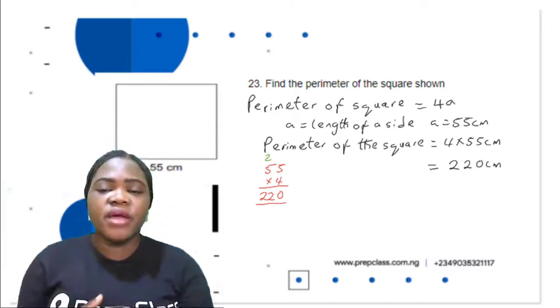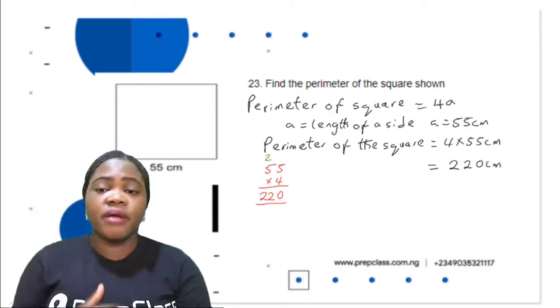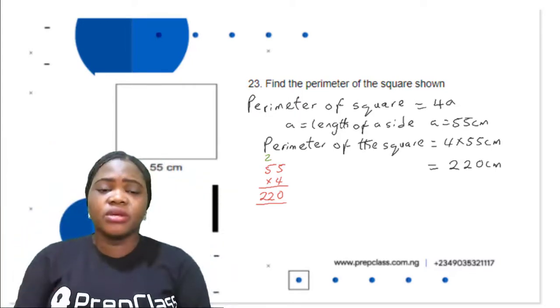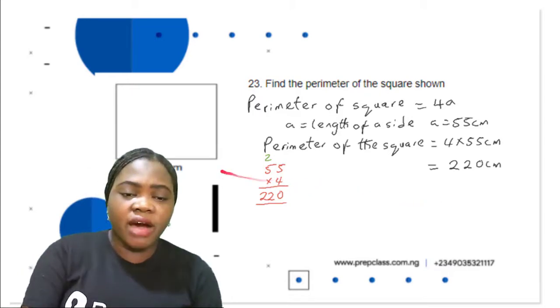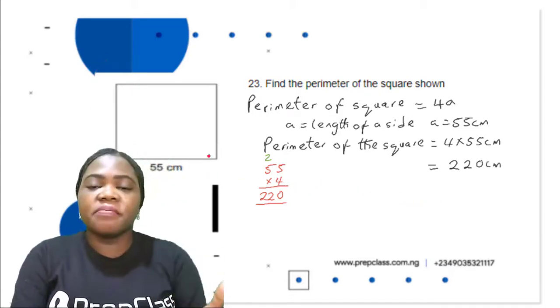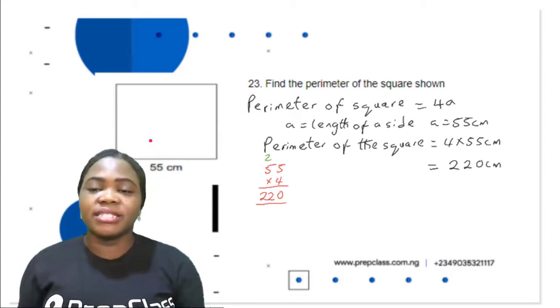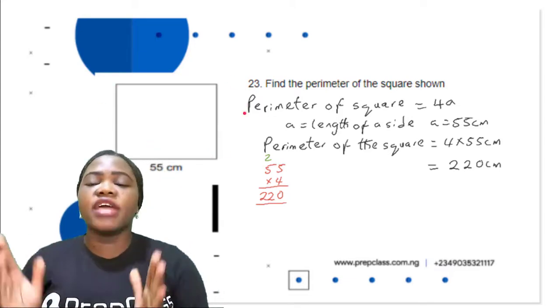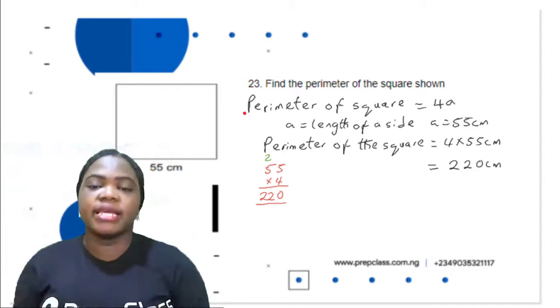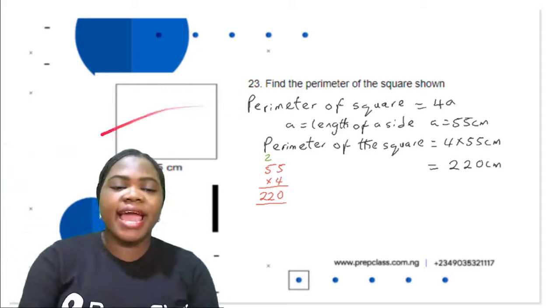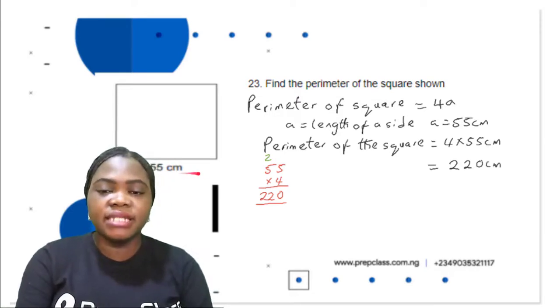What is the meaning of perimeter? Because we're asked to find the perimeter of the square. Perimeter is the distance around a shape. So you have to find the distance around this shape. How do you find the perimeter of a shape? All you do is to simply add the length of all the sides. The perimeter of a square is 4a. A is the length of one side, and A here is 55 centimeter.